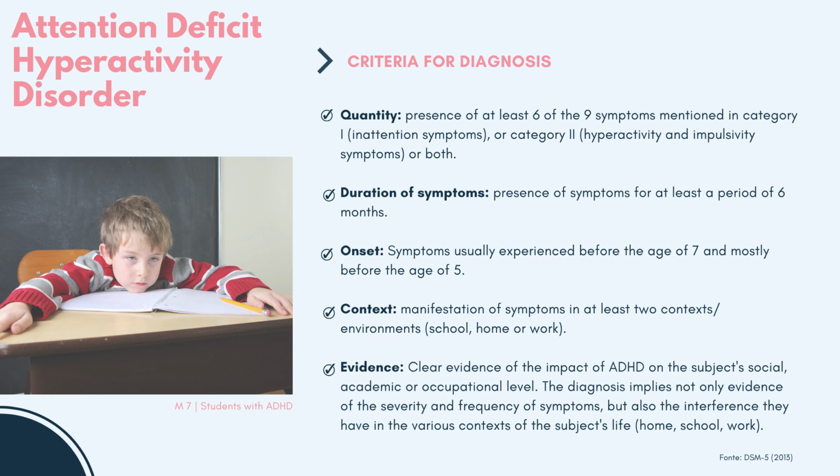For there to be proof of ADHD, there must be clear evidence of the impact of the ADHD on the subject's social, academic, or occupational level. The diagnosis implies not only evidence of the severity and frequency of symptoms, but also the interference that these symptoms have in the various contexts of the subject's life: home, school, and work.